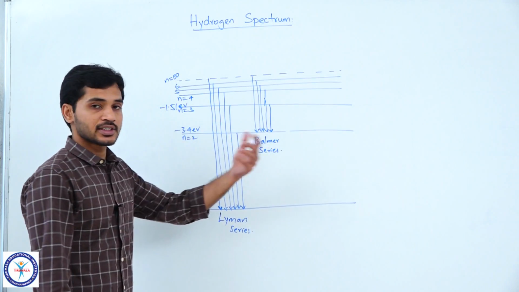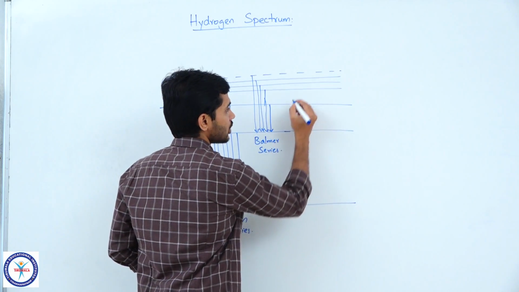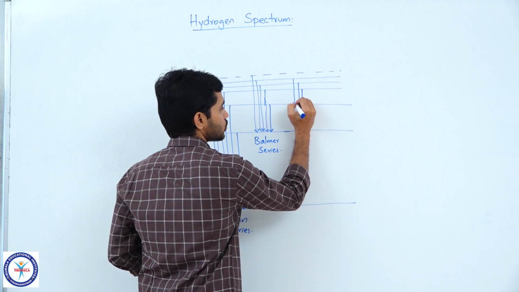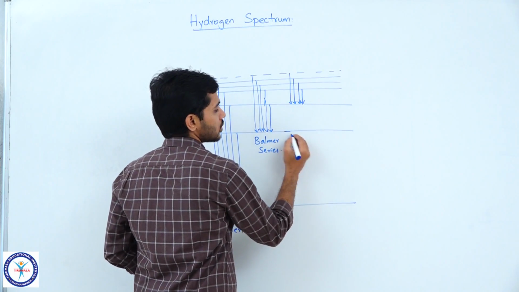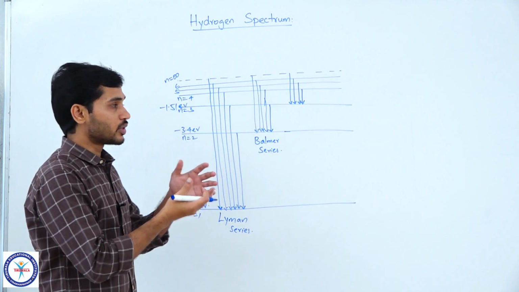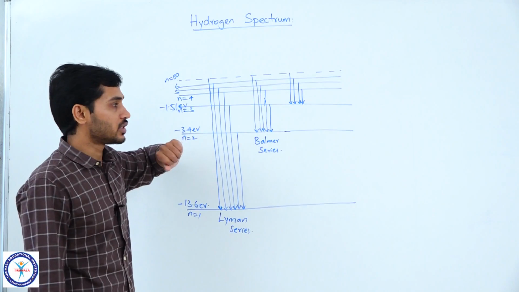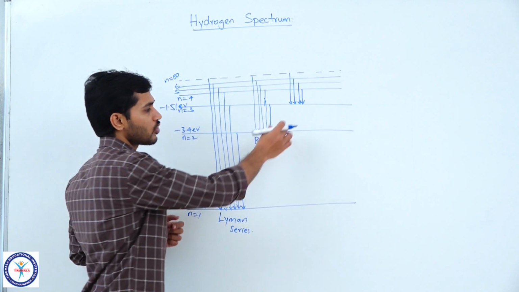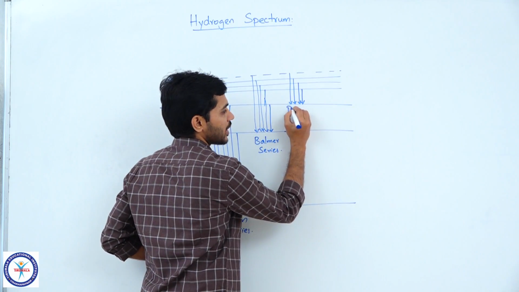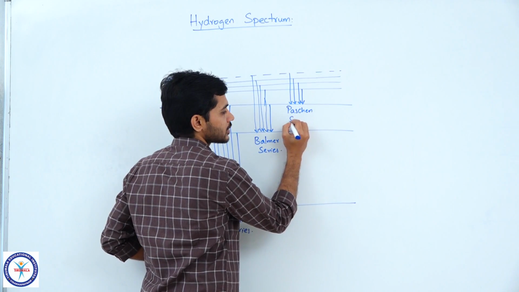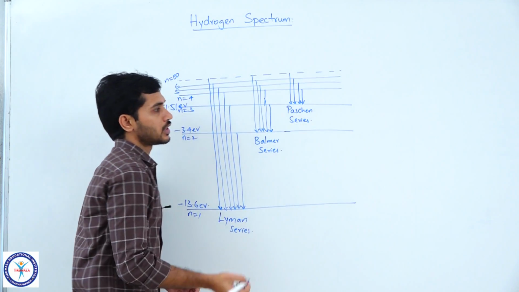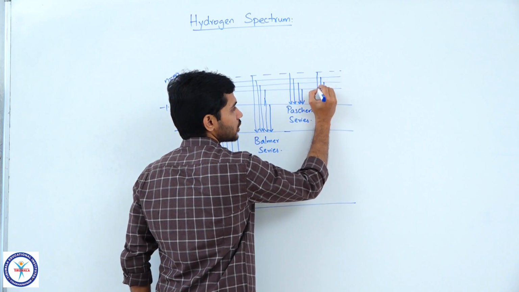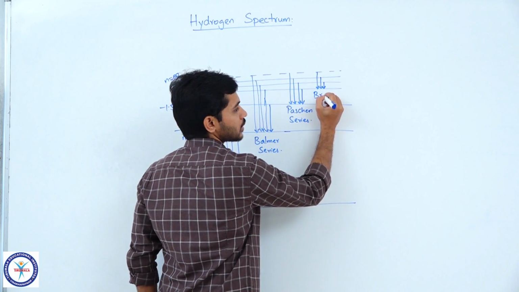And similarly, if I consider a similar scenario for the third level, so 4 to 3, 5 to 3, 6 to 3 and infinity to 3. I have not drawn all the energies in between, so you can consider this is valid for every transition in between 6 and infinity also. Okay. So the collection of all these is called the Paschen series, and similarly 5 to 4, 6 to 4, infinity to 4. This is called the Brackett series.